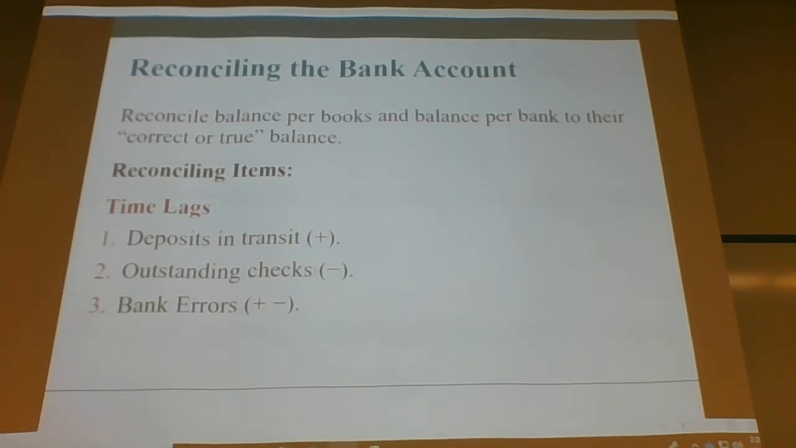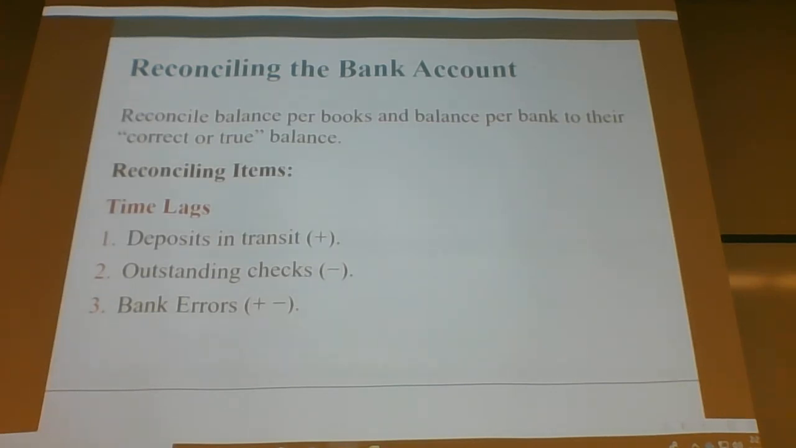All right, let's see here. We're just going to look at part of this slide because the next slide's better. It says reconciling the bank account: reconciling the balance per books, from the business's perspective, and per bank, the bank's perspective, to their correct or true balance. That's what we're talking about when we talk about a bank reconciliation.